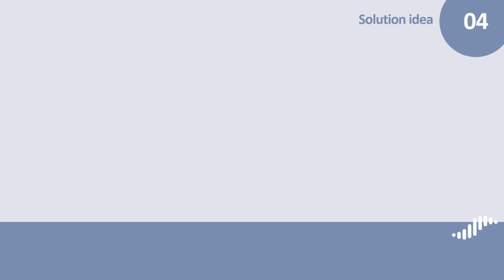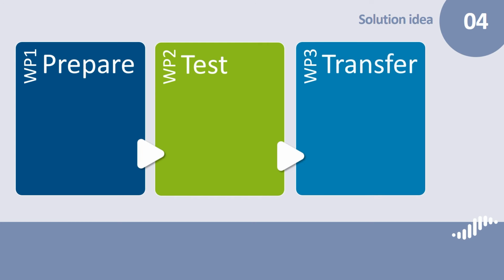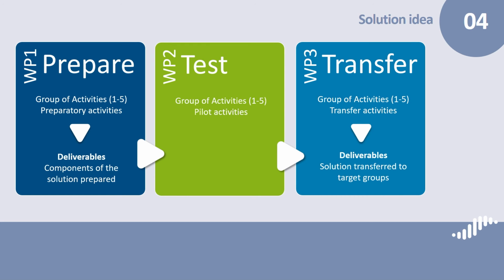But let's start from the beginning. As mentioned, your project will prepare, test, and transfer your solution in 3 work packages. You will implement activities in your project. The activities you will implement will lead to deliverables. A deliverable can be, for example, a prototype, a business concept, maps of the pilot areas. Your deliverables will lead to outputs. In other words, deliverables are intermediary or preliminary steps which contribute to the development of your output.